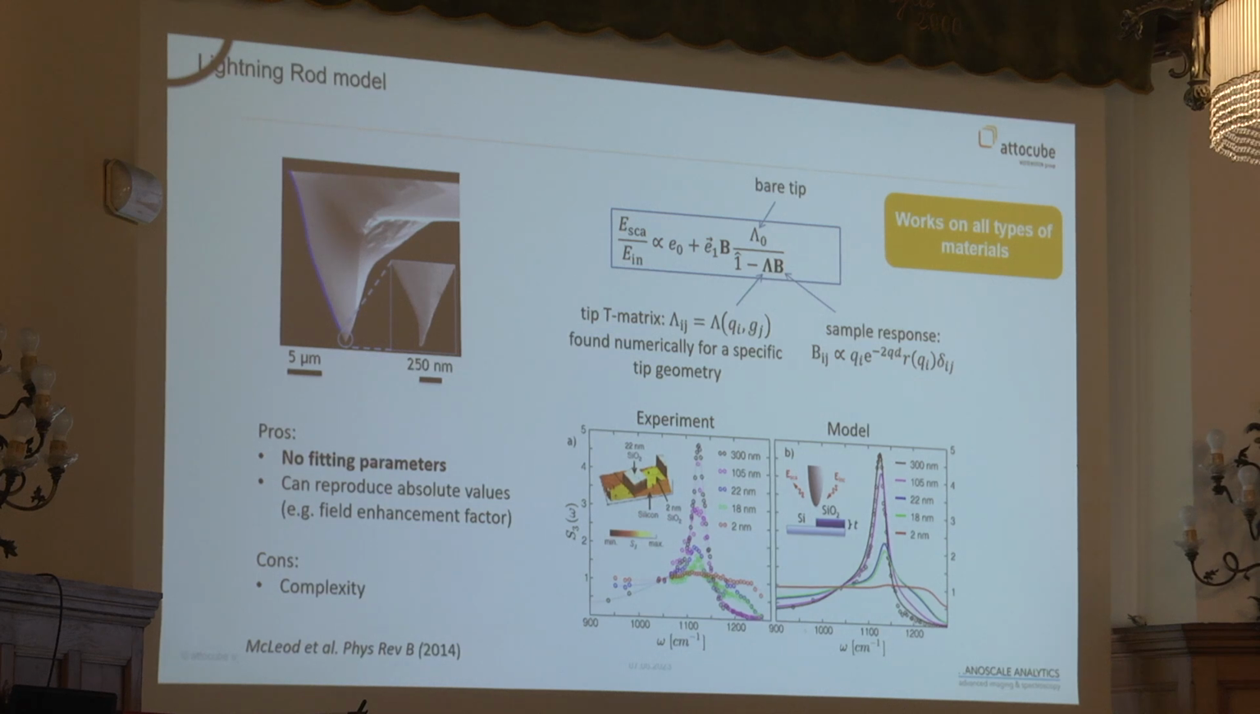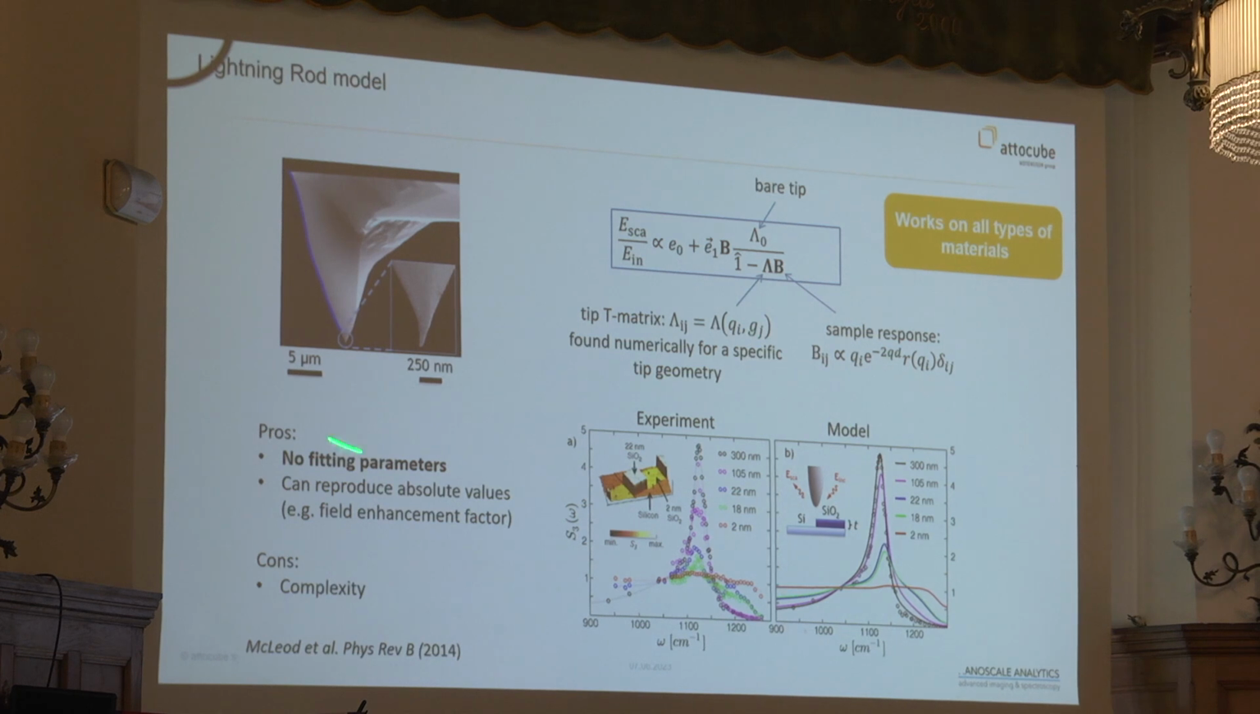This is probably the most advanced model. It's called the lightning rod model. It's probably the most advanced model in existence to some extent. What it does is calculate a so-called T-matrix for the tip. You can digitize the tip and calculate numerically, so it requires quite some computing power, but you can calculate an arbitrary geometry. Then with this T-matrix, once you have it, you can calculate the interaction between the tip and your sample. And then you can again do this iterative or fitting approach to extract the effective beta and relate it to the real and imaginary parts of the permittivities.